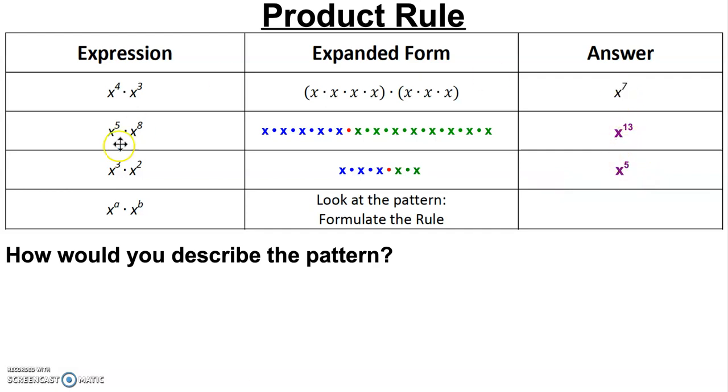So hopefully you guys are noticing a pattern here. What are we doing with those expressions to simplify them? What's happening from x to the 4th times x cubed to get x to the 7th? X to the 5th times x to the 8th gives me x to the 13th. What do you notice is happening every time? Look at the pattern. So when we formulate that rule, what's happening with those exponents? So we can see that we're really just adding those exponents together. 4 plus 3 is 7. 5 plus 8 is 13. 3 plus 2 is 5. All right, I want you guys to describe the pattern that we saw for the product rule.